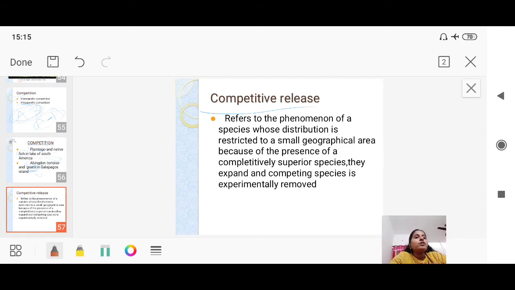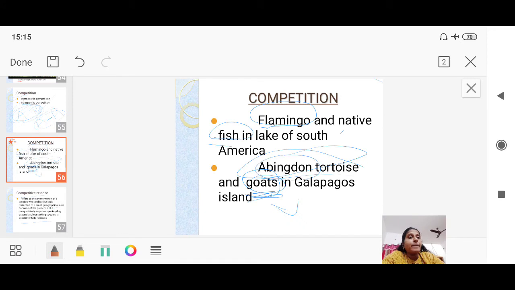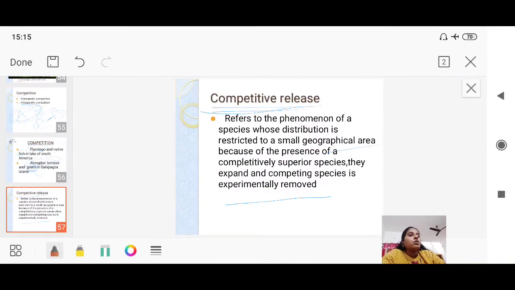It refers to the phenomenon where a species whose distribution is restricted to a small geographical area, because of the presence of a competitively superior species, expands when the competitively superior species is experimentally removed. A good example is what we discussed just now, the Abingdon tortoise. How is it acting as competitive release? See, the goats were introduced, and what became extinct? The Abingdon tortoise became extinct.